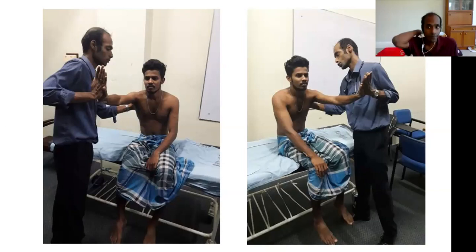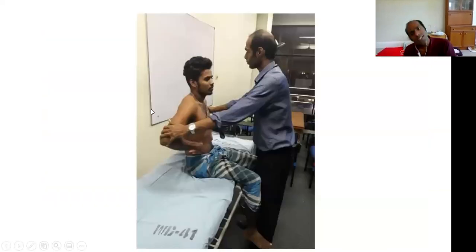long thoracic nerve and the serratus anterior. If it is weak, you are going to get winging of the scapula. Okay? You are going to get winging of the scapula when you push the scapula. Winging of the scapula. And what is this movement that I'm checking? I basically asked the patient to do that and push back.